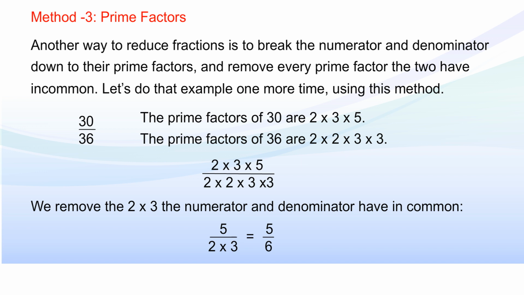30 by 36. The prime factors of 30 are 2 times 3 times 5. The prime factors of 36 are 2 times 2 times 3 times 3. So we have 2 times 3 times 5 divided by 2 times 2 times 3 times 3. We remove the 2 times 3 that the numerator and denominator have in common. 5 divided by 2 times 3 equals 5 by 6.